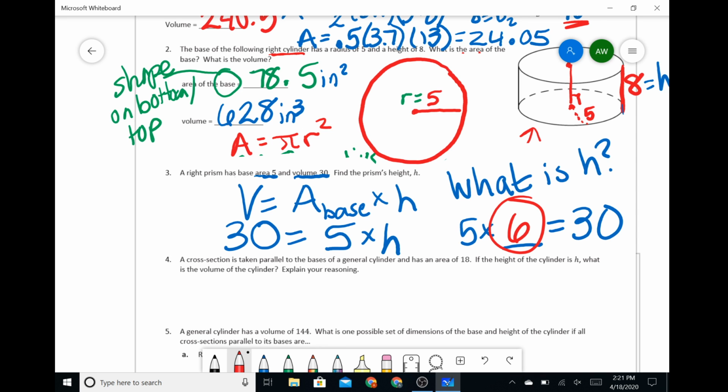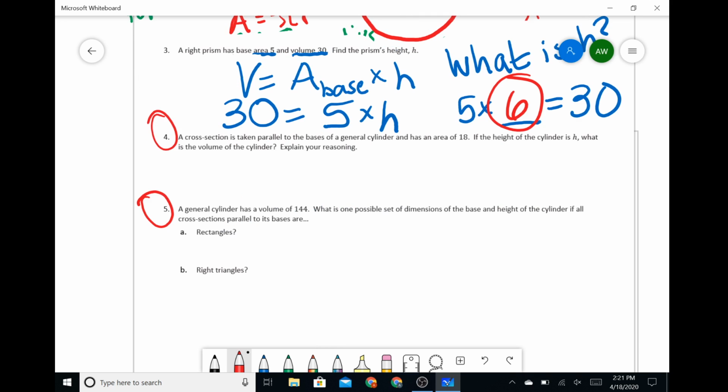Now, Nayshawn, I do have one more quick question for you. So, the next 2 questions, 4 and 5, are kind of bonus extension questions. Do you want to do those bonus questions, or do you want to move on to the questions for day 4? Which one would you prefer?